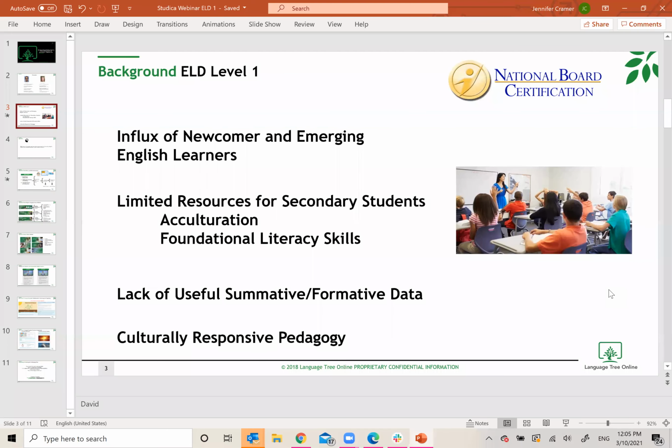And lastly, culturally responsive pedagogy. We realize that many of the resources that are out there often lack some of that culturally responsive pedagogy, creating those windows, creating those mirrors where students actually see themselves in the curriculum. And that was, again, another driver around our ELD Level 1.